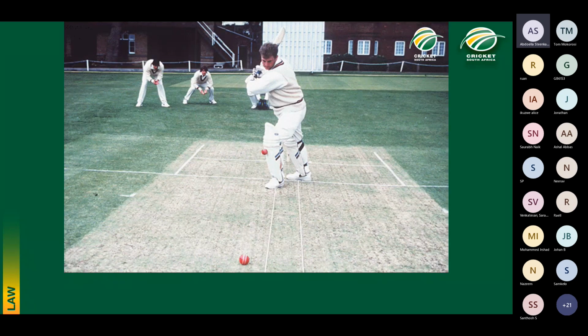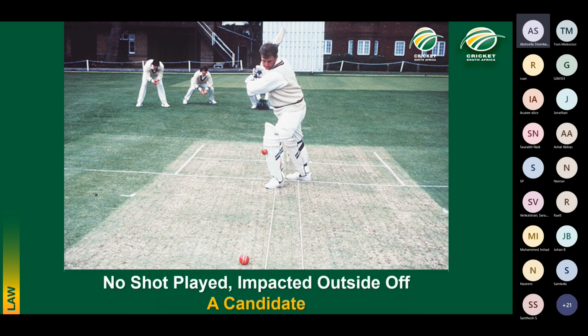Where did the ball pitch? Outside off stump. Impact? Outside off stump. But because the striker is not playing a shot, in this instance, you can consider this. If the striker was playing a shot at this, you would say not out because of impact outside the line or outside off. But because the striker is shouldering arms, not offering a shot, you can consider this LBW appeal.